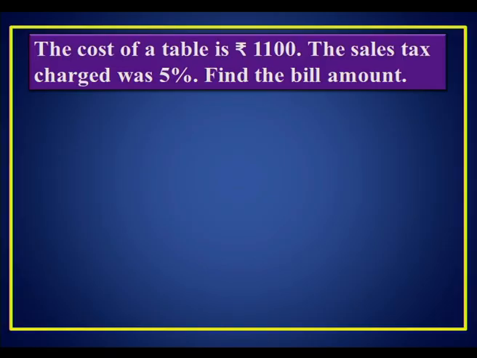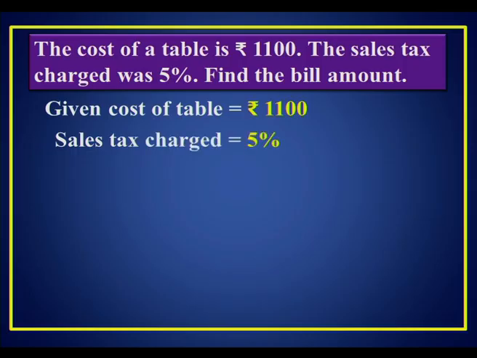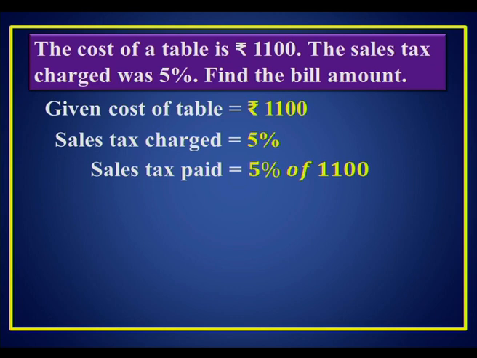Now, we will find out the bill amount. So, children, the cost is how much? 1100, and what is the sales tax charge? 5% only. Now, how much sales tax do we need to pay? Yes, 5% of the 1100, that is the cost of the table.